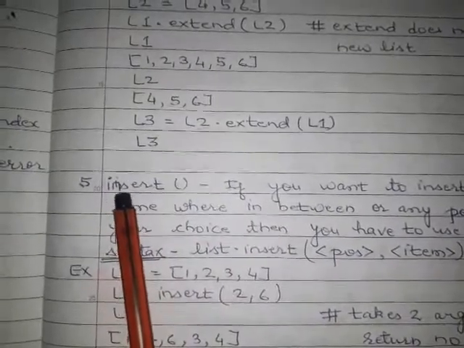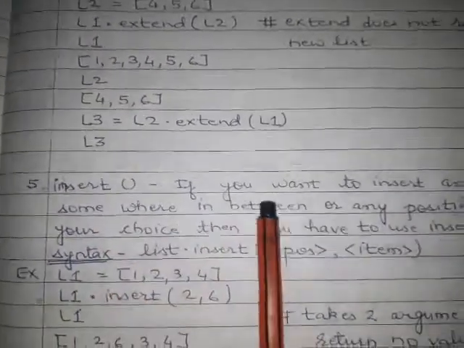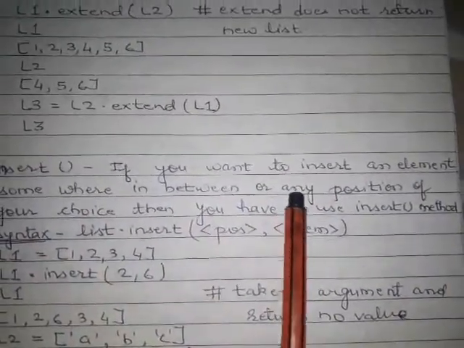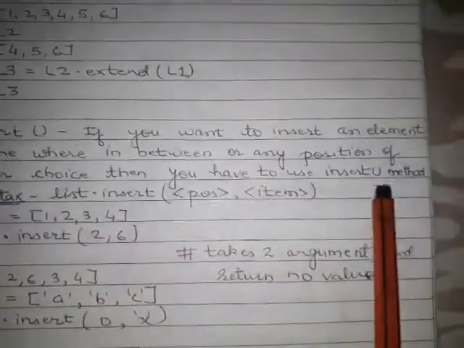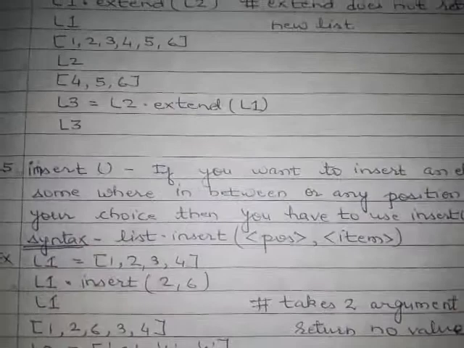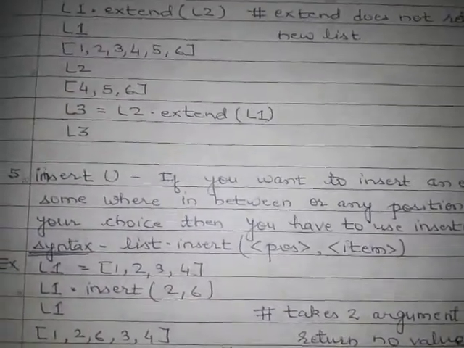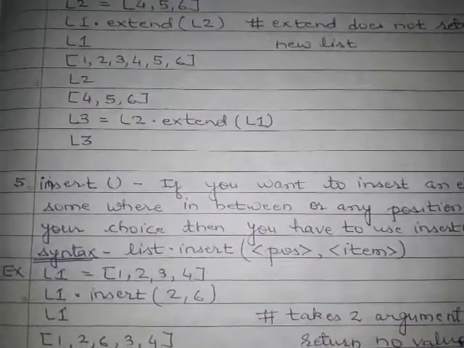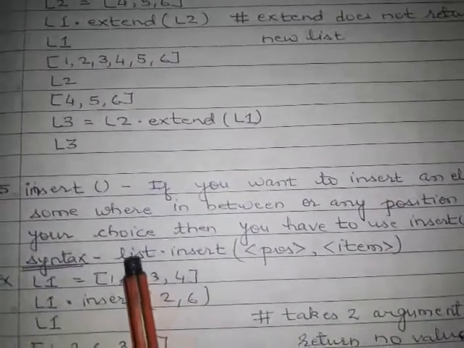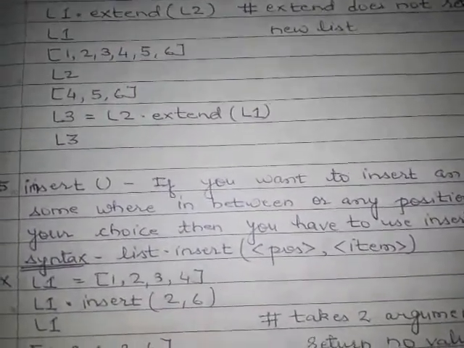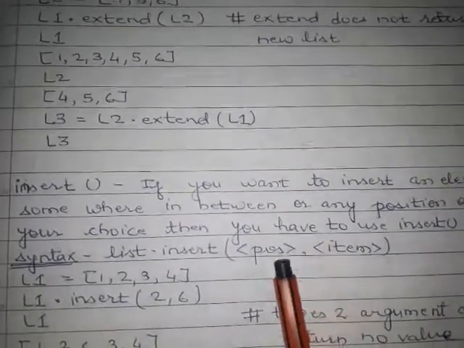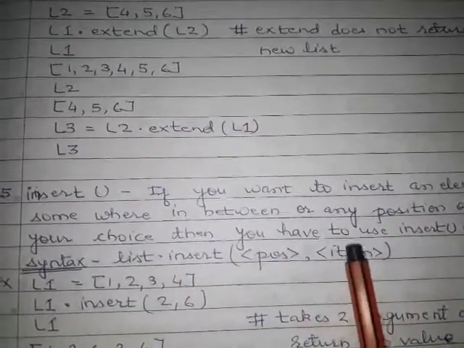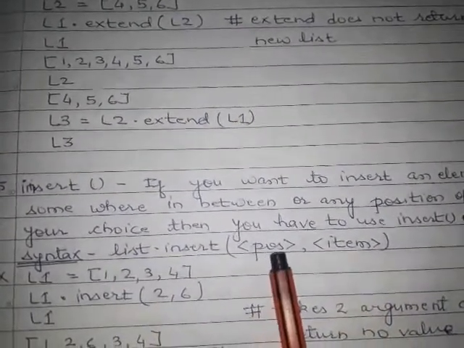Another method is insert. If you want to insert an element somewhere in between or any position of your choice, then you have to use the insert method. Suppose you want to insert an element in a list at some particular location, then you can use the insert method. Syntax is list dot insert, and it accepts two arguments. First one is the position and second is the value, which is the item. It means for the item you want to add in the list, you have to give the position also.